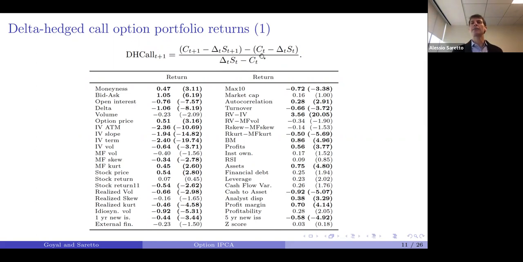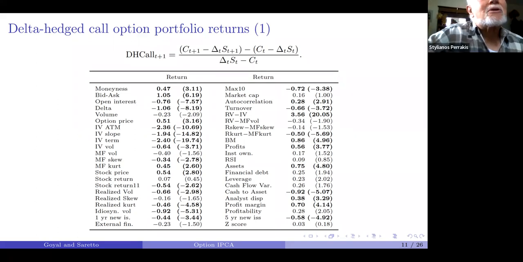I see there is a hand raised. Yeah, please correct me if I don't see something. I don't see anywhere the beta. Isn't there any indication of, if you like, CAPM or something like this, a model underlying this empirical work?